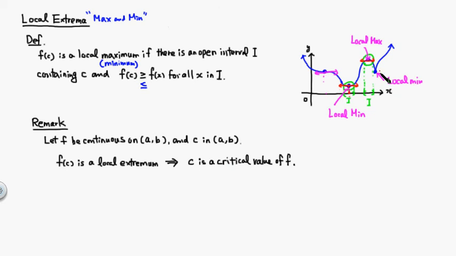And a local minimum here, right, there's no horizontal tangent line. Actually the derivative is undefined, so our f prime does not exist there, right? So that's why it's a critical value. So every time you see a local extremum, that c value is always a critical value.